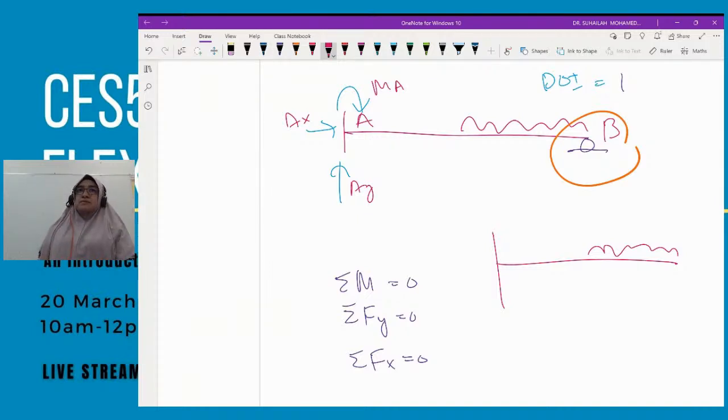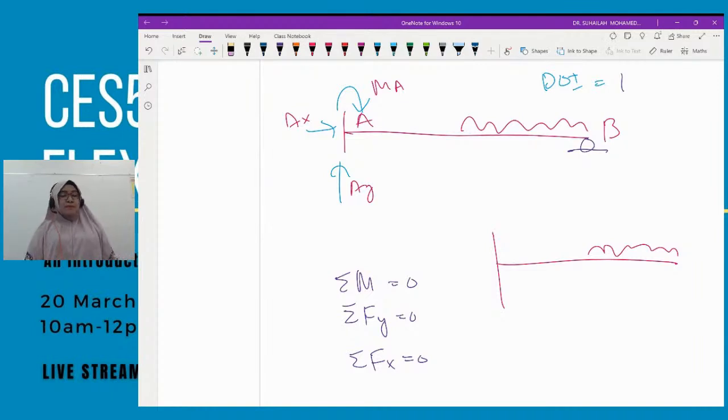Because of the redundant. Without the redundant, can we analyze? If I remove the roller, can we calculate the 3 again? We can. I remove BY, and we can calculate. So in this case, the redundant is the problem. When the redundant is the problem, we need to solve the redundant.